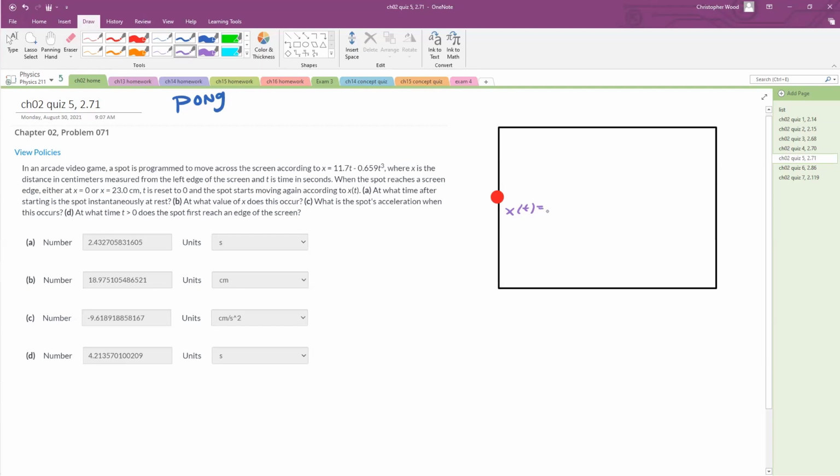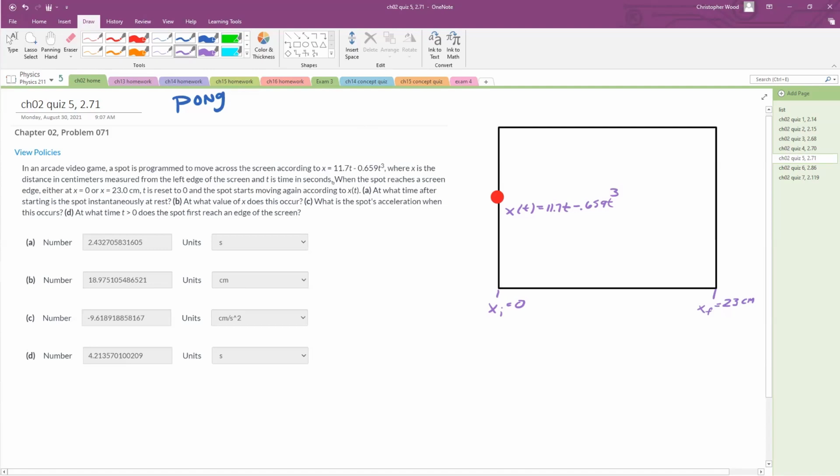So this position function is 11.7 t minus 0.659 t cubed. And this position, I'm going to call my initial x position. It equals 0. And then at the far side, that's my final x position. And for me, my number says 23 centimeters. And look, here are the game conditions.